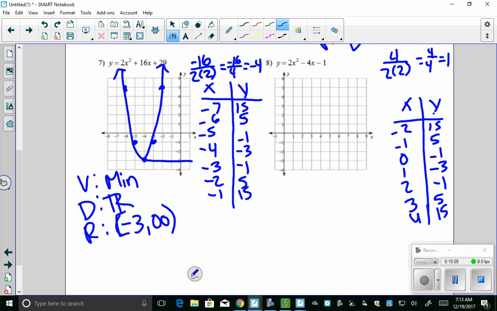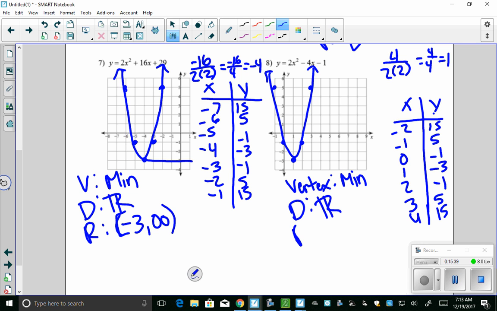Plot your points, connect them. Vertex is going to be a min. Domain is all real numbers. Range is going to be -3, infinity.